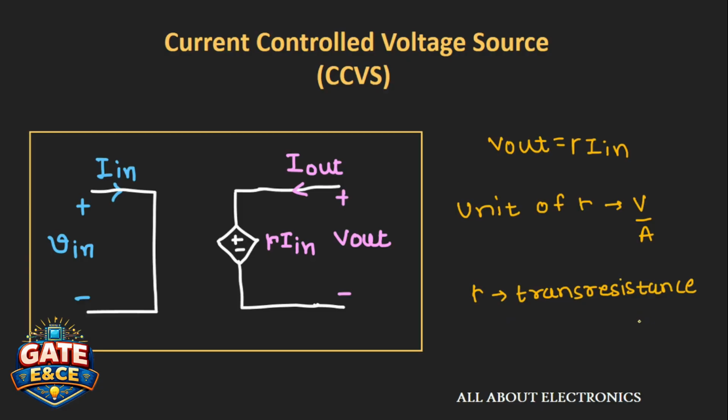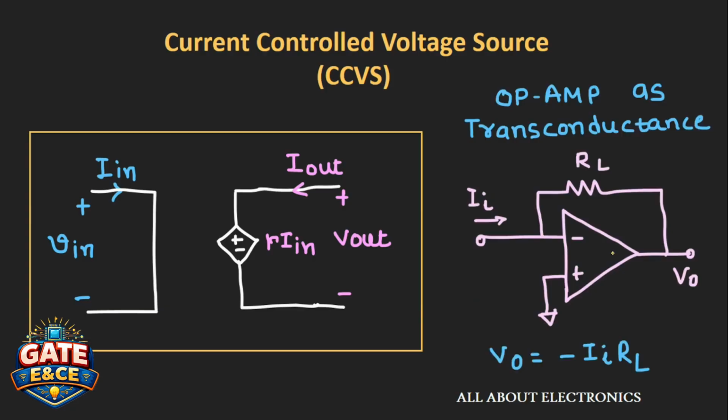Now let's see a practical example of this current controlled voltage source. Whenever the op-amp is configured in the transresistance mode, it is an example of a current controlled voltage source. Here the output voltage of the op-amp depends upon the input current. So as the input current I changes, the output voltage changes by the following expression.